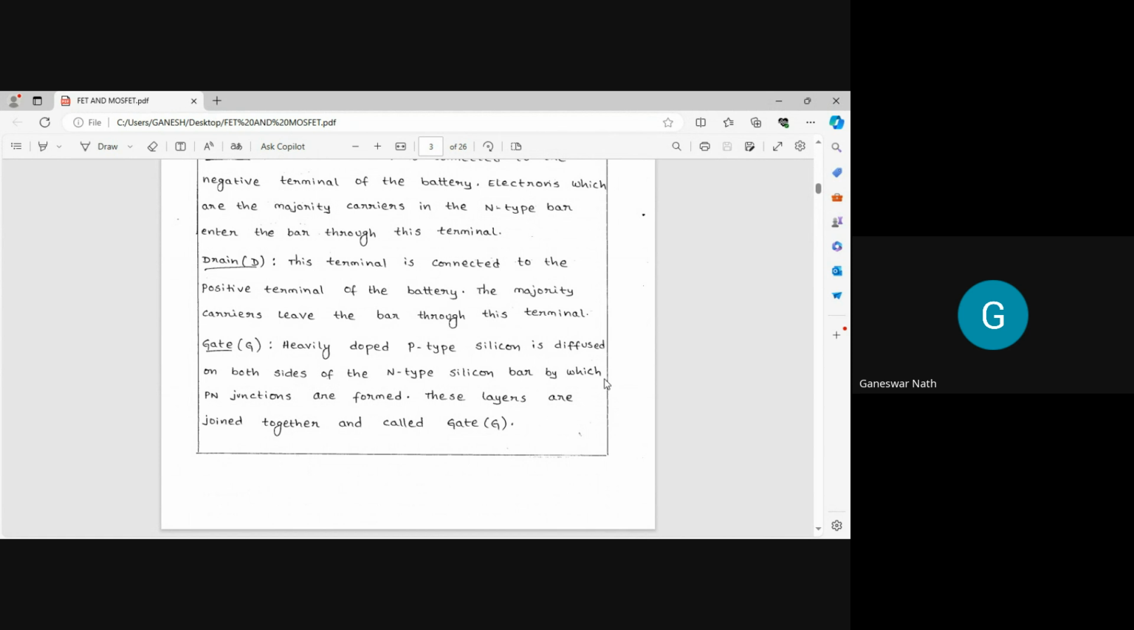Similarly, the gate is a heavily doped p type silicon diffused on both sides of the n type silicon bar, by which two p-n junctions get formed. So these layers joined together are called the gate actually.